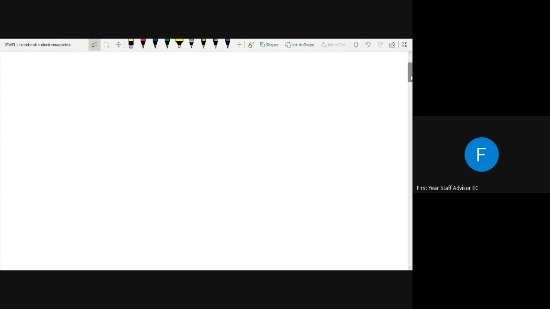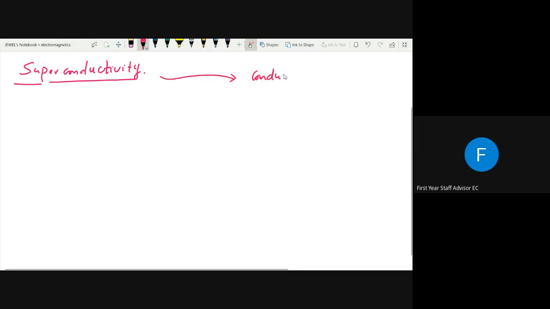In the fifth module, we are going to talk about superconductivity and photonics. Initially, our main topic is superconductivity. What do you mean by superconductivity? In order to know what superconductivity is, we want to know what conductivity is. What is conductivity?